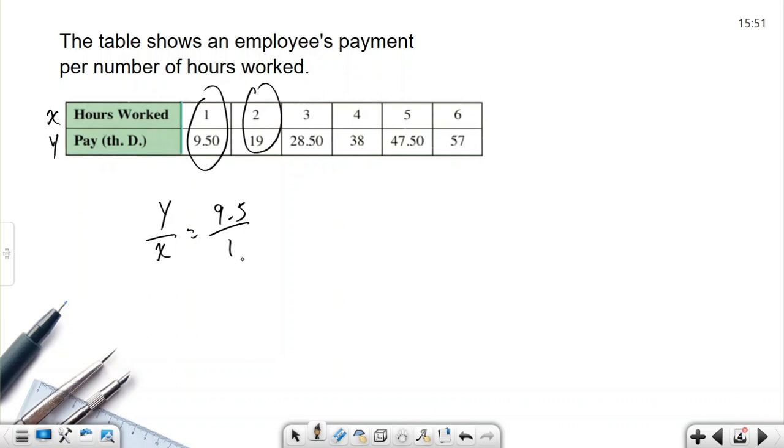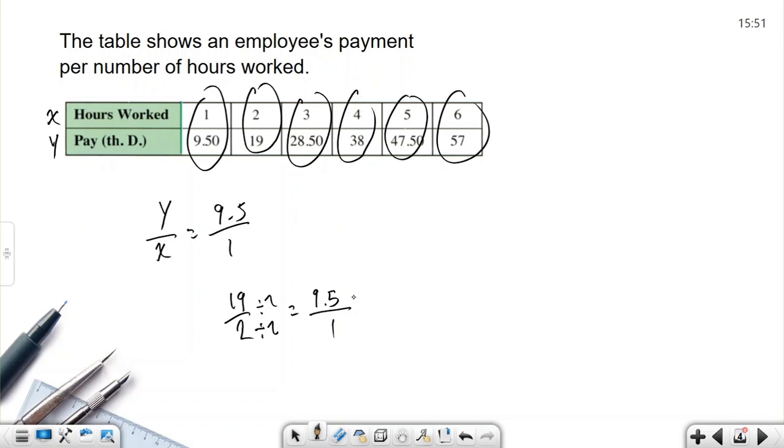So it's equal to 9.5 over 1 for the first row of the table. Let's check the second pair of values, 19 over 2. So the payment is 19 over 2. Is it the same as 9.5 over 1? If you simplify both by 2, 19 over 2 is 9.5 over 1. As you see, it's the same. You can check all of them, and you are going to find that every time they equal 9.5 over 1. So that shows a direct variation. This table shows a direct variation.